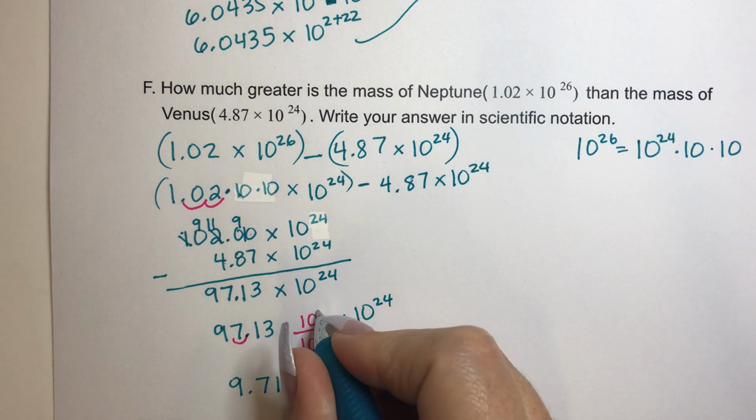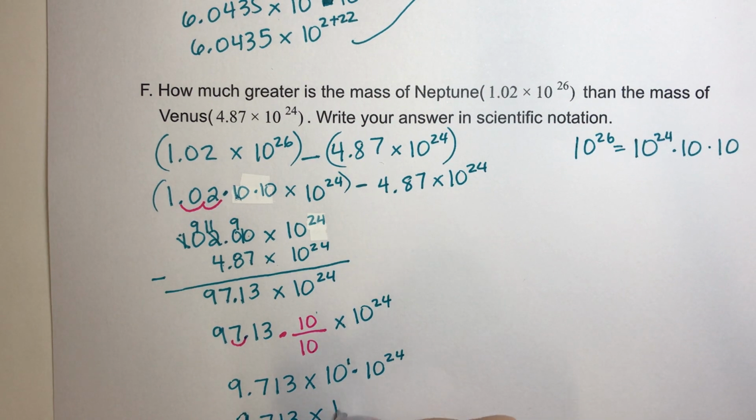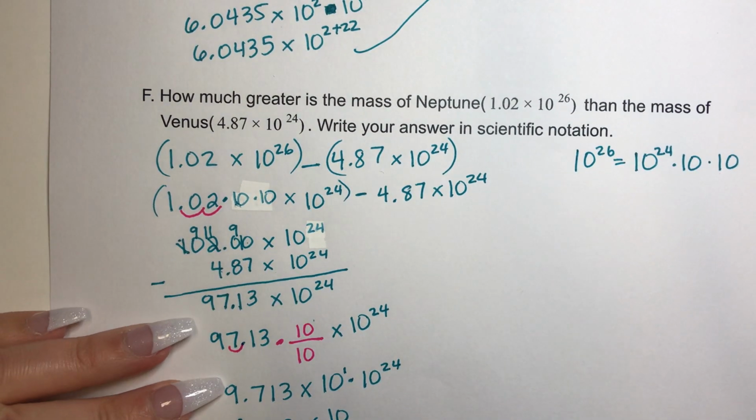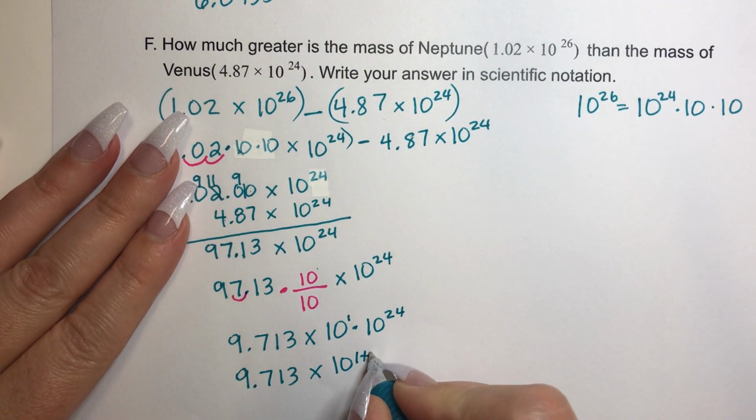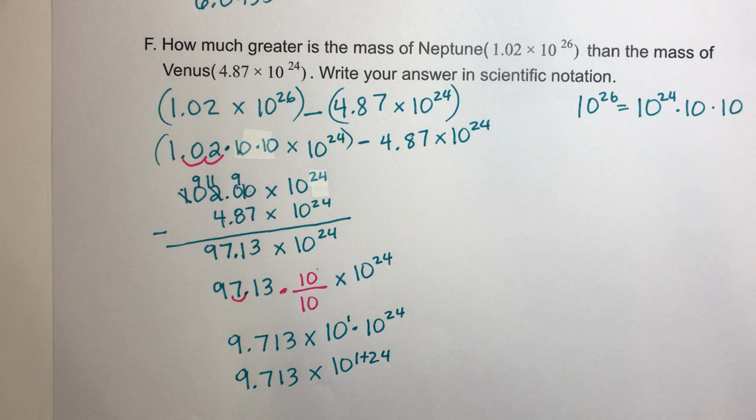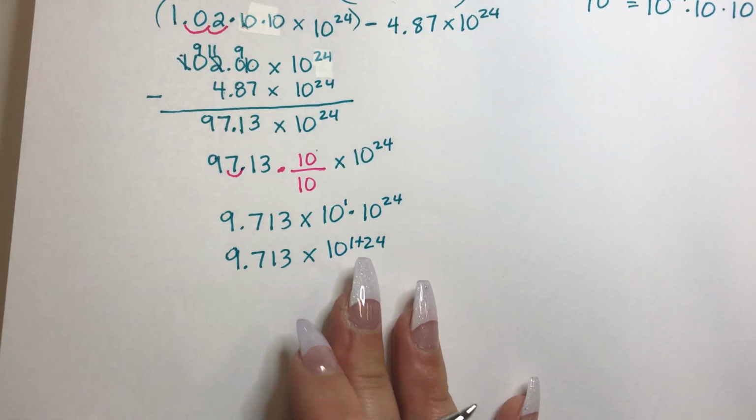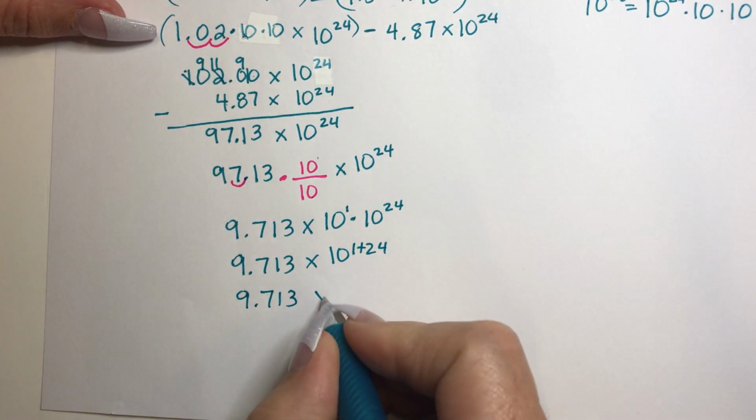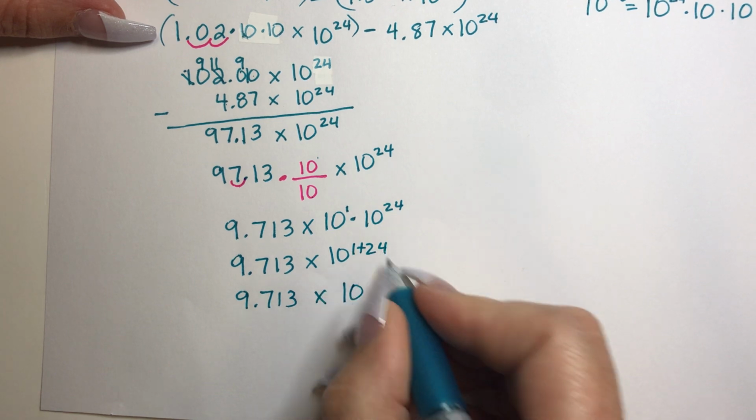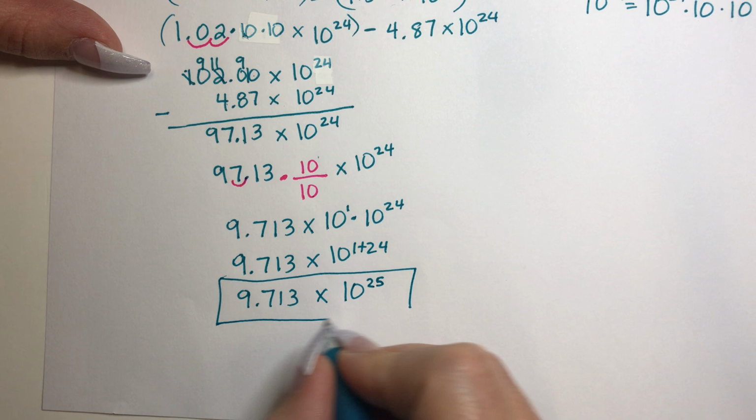And this is 10 to the first power, right? So we're doing that product rule. 9.713 times 10. We have the same bases, so we just add those exponents together. 1 plus 24, right? And we end up with 9.713 times 10 to the 1 plus 24 is 25th power. And there we have it. That is our final answer.